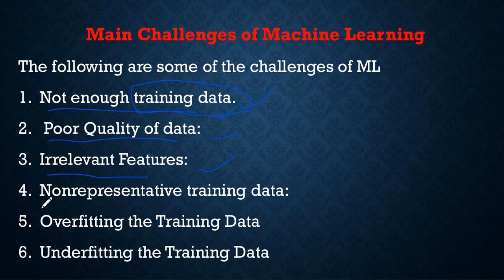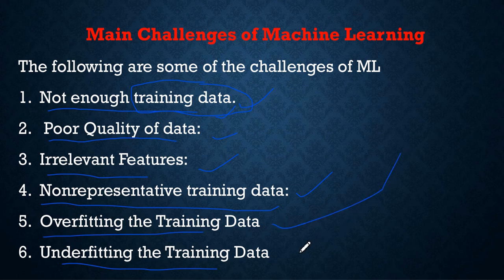And non-representative training data. If you consider non-representative training data, there may be a chance of the model having some bias. Clear? That means there may be a chance of more error if you consider non-representative training data. The training data must be representative training data, then only do we get a good machine learning model.